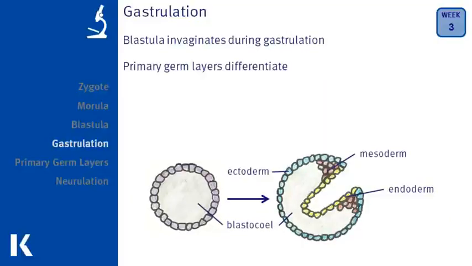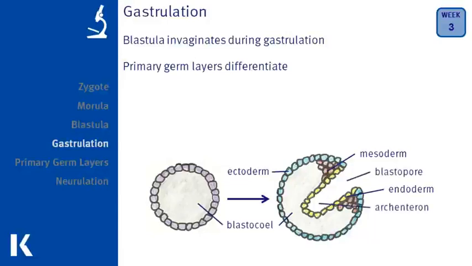This leads to the development of the primary germ layers, which eventually determine what kind of tissue each cell will develop into. The figure on the bottom right will appear several times in this video, and the blue cells will always indicate the ectoderm, the red cells will always indicate the mesoderm, and the yellow cells will always indicate the endoderm.